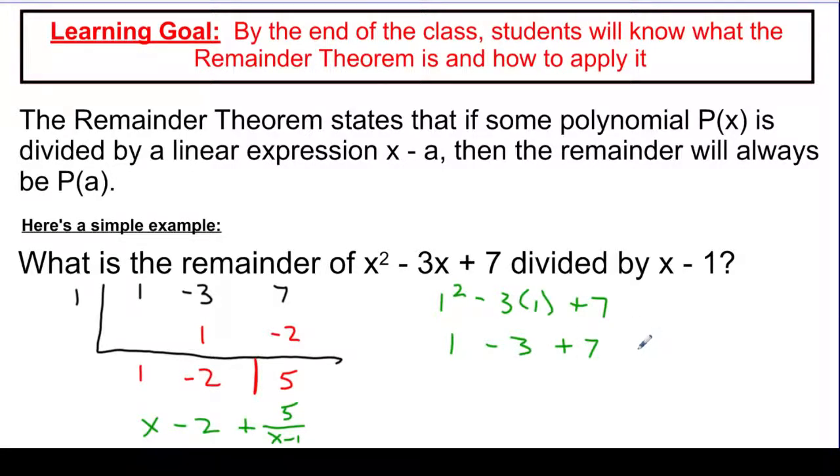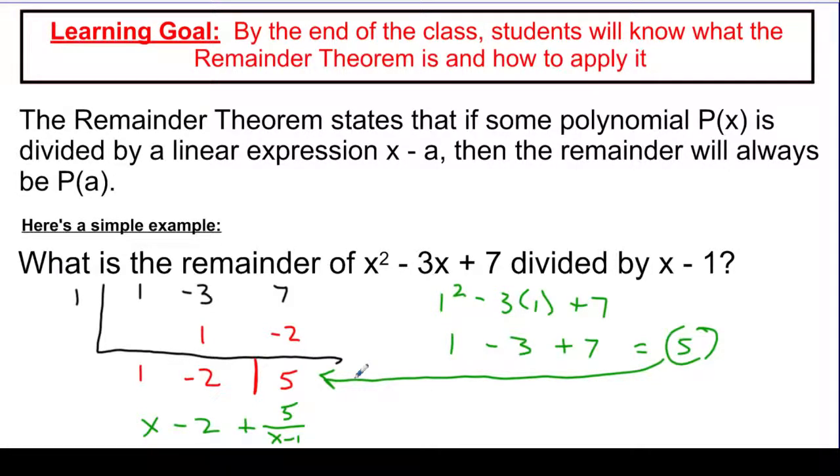Negative 2 plus 7. That is the exact same 5 that we got as the remainder. So if you're just curious about the remainder and you want to see if there will be a remainder, we can just plug in that value from the linear expression, and that will tell us what the remainder is going to be. And so you might be asking yourself, well, why would I care if something is a remainder?